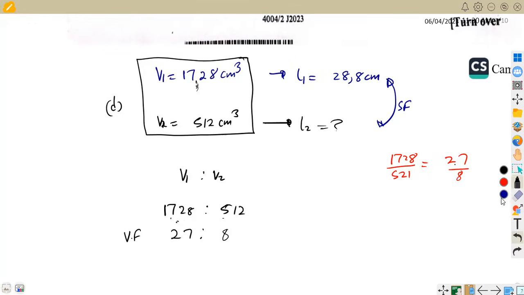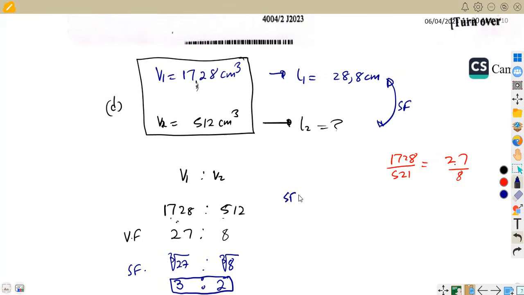At this stage, we can determine the scale factor. How do you determine the scale factor from the volumes? You find the cube root of these numbers: the cube root of 27 is 3, and the cube root of 8 is 2. So this is your scale factor. You don't use the volume factor to calculate sides. You use the scale factor. The scale factor is for sides.